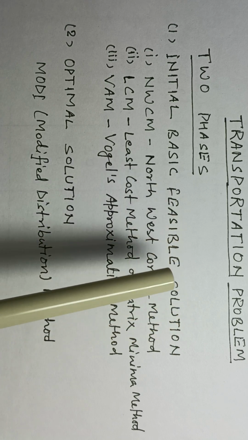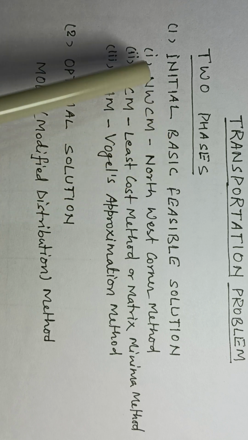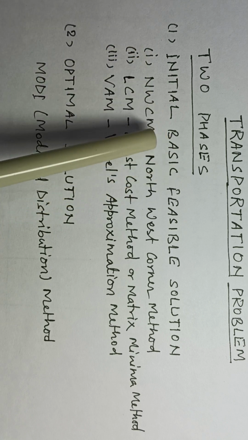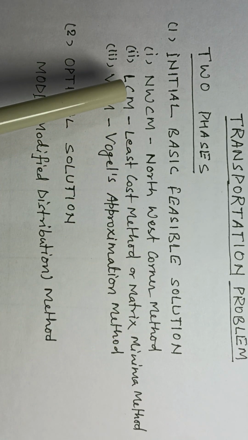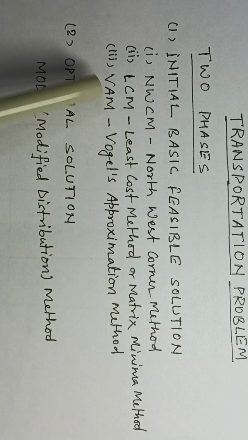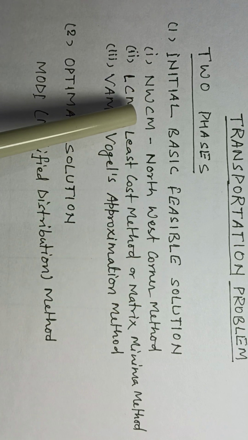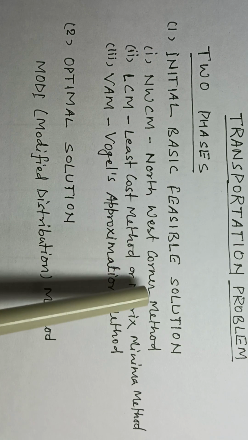Transportation problems we solve in two phases. First phase is known as initial basic feasible solution. For getting initial basic feasible solution, we use three methods. First one is NWCM, which is known as north-west corner method.